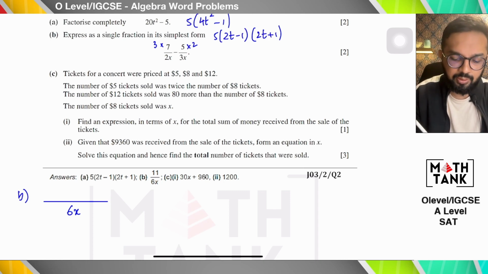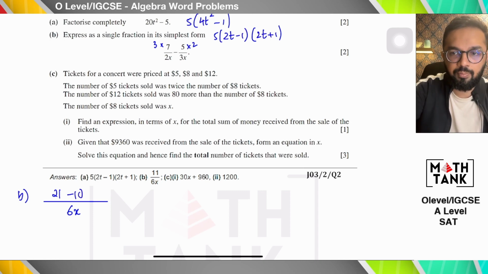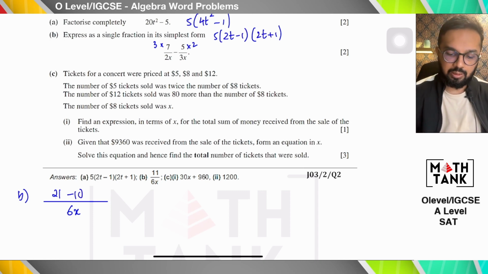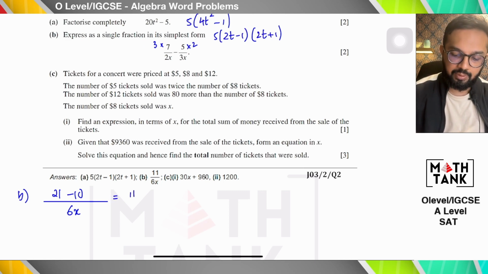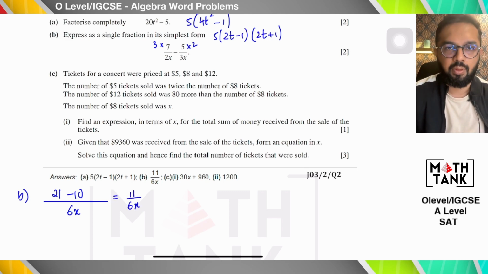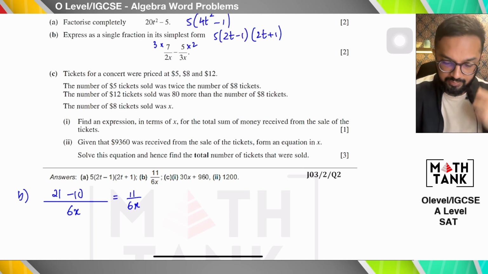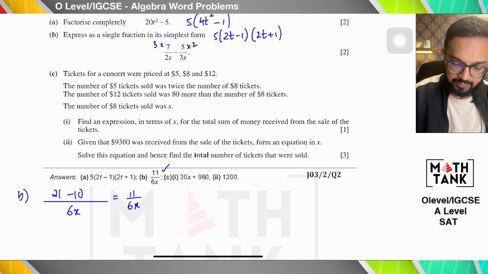I multiply the numerator as well. So 21 minus 10. So I get 11 over 6x. I think that should be the final answer. Yes, that is the final answer.